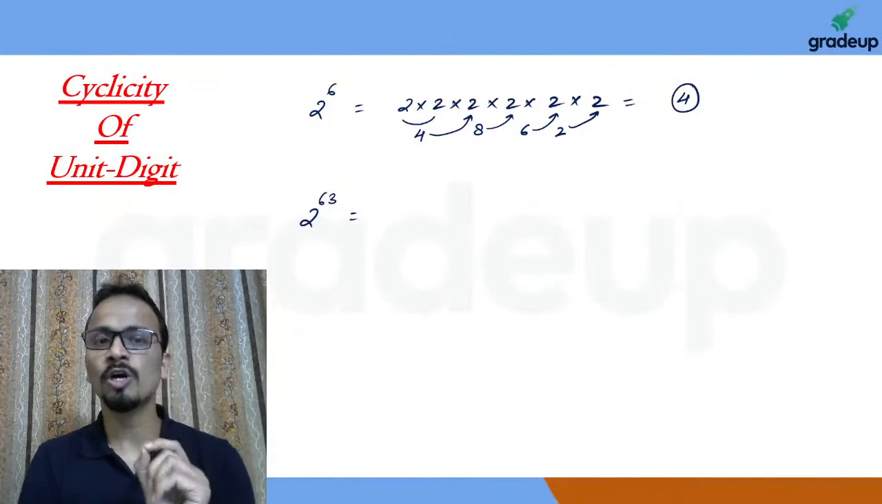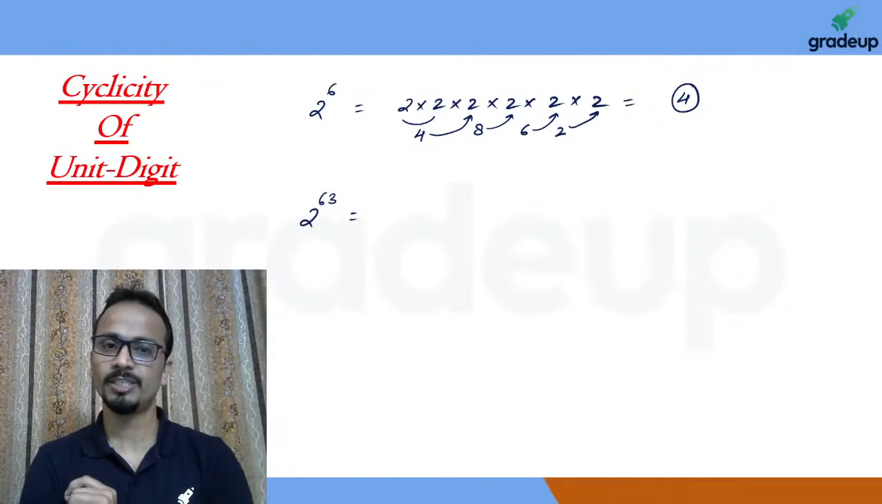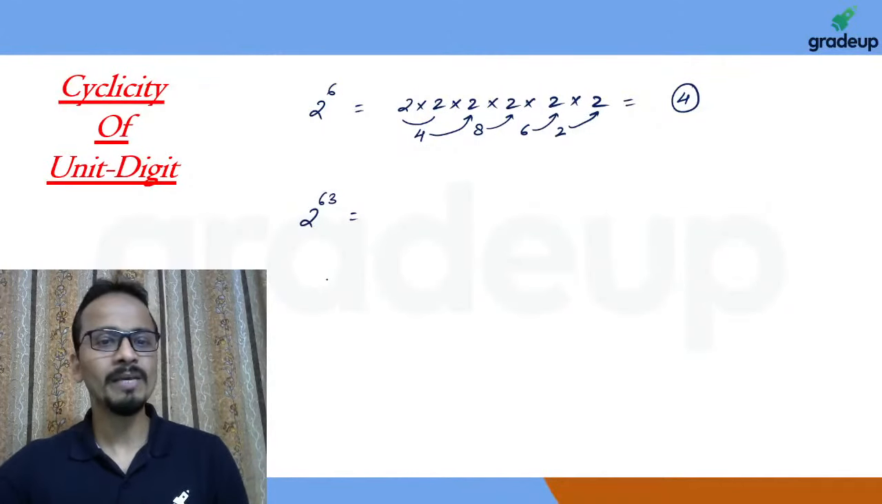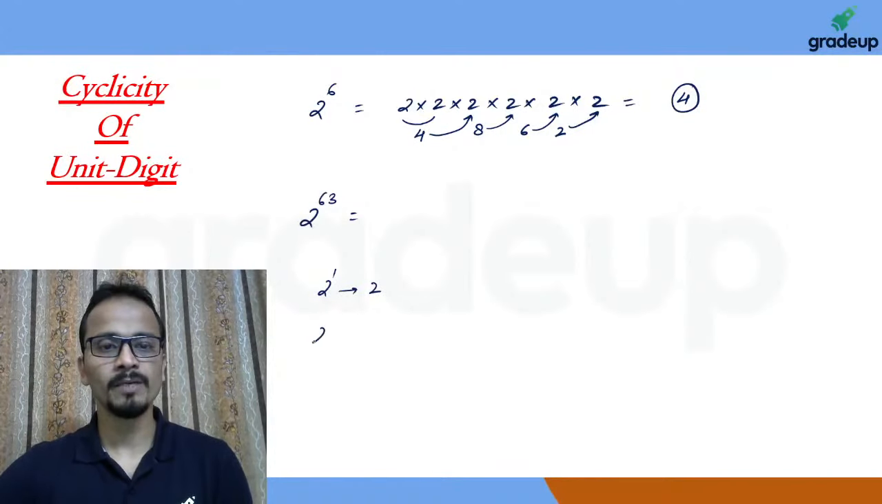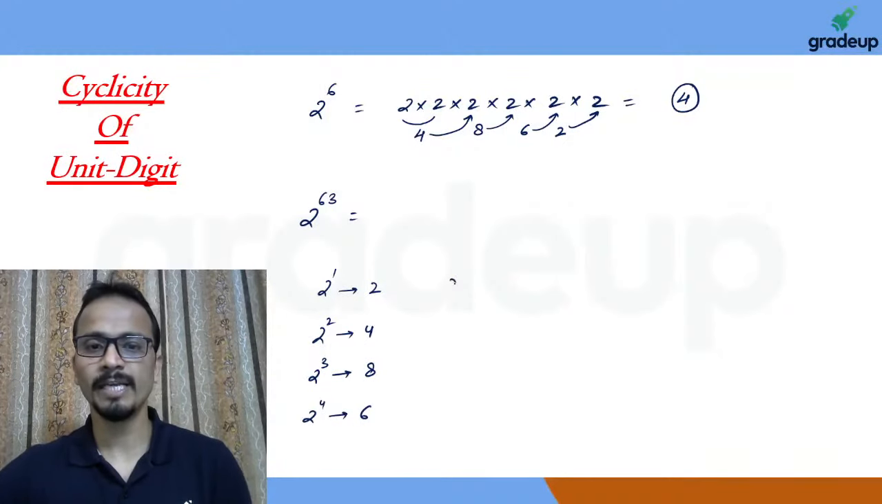So let's look at some logic. The logic here is called the cyclicity of unit digit. Now I'll be writing the unit digits of some of the powers of 2. So 2 raised to the power 1, the unit digit is 2. 2 raised to the power 2, unit digit is 4. 2 raised to the power 3, it is 8. 2 raised to the power 4, it is 6. Then again 2 raised to the power 5, the value is 32 and the unit digit will be 2.